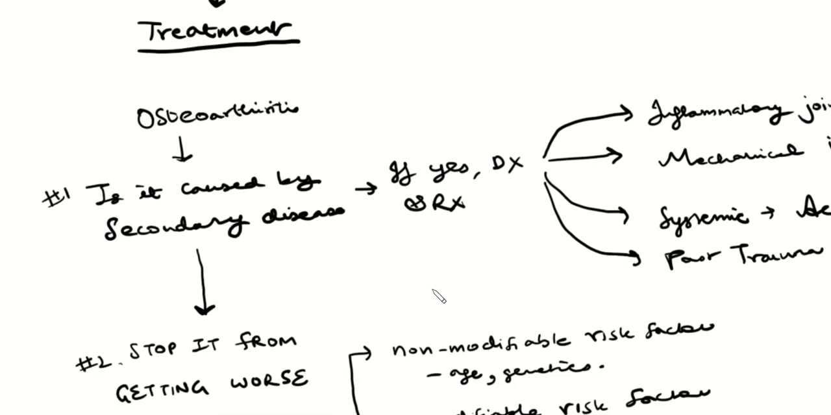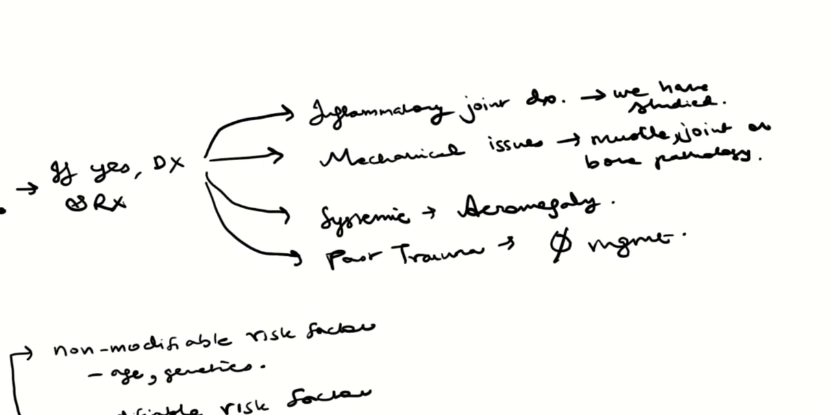How do you treat it? So this is a good decision tree. First, is there a secondary disease that's accelerating degenerative joint disease? If yes, can we treat it? And if we can, yes, let's do it. So if it's inflammatory joint disease like gout, let's treat it. Mechanical issues, if they're joint or muscle or bone pathology, let's treat it.